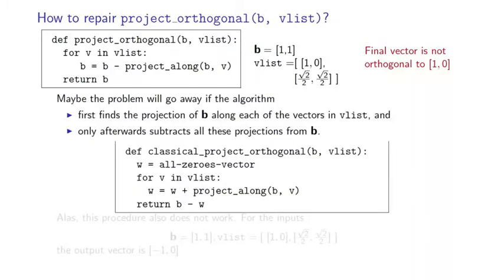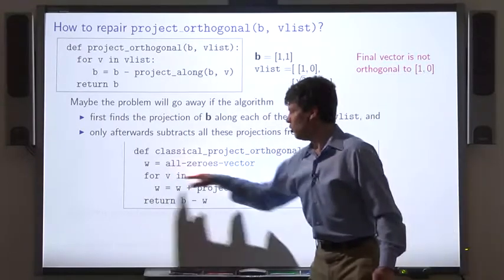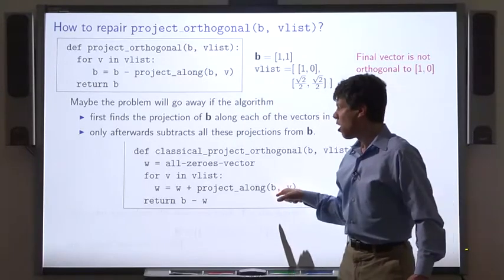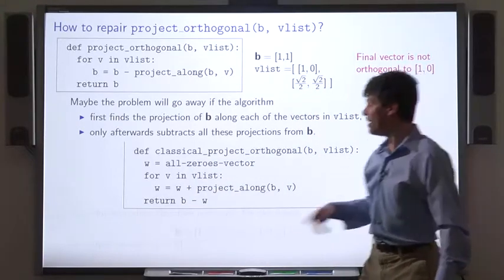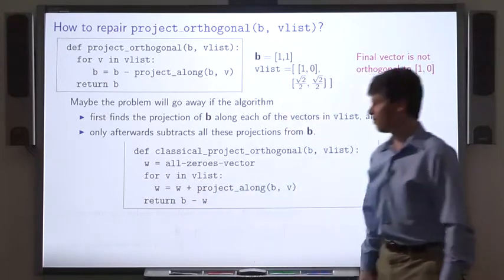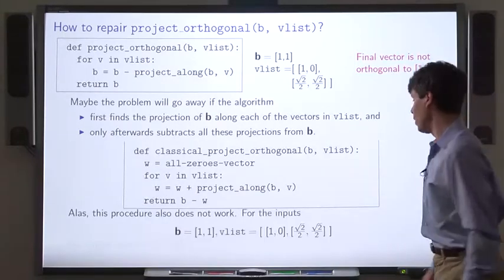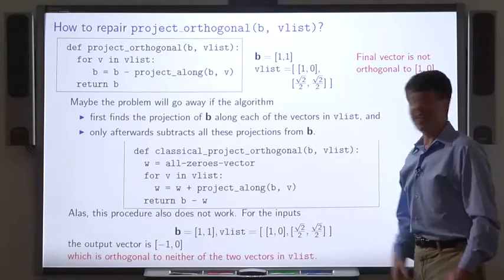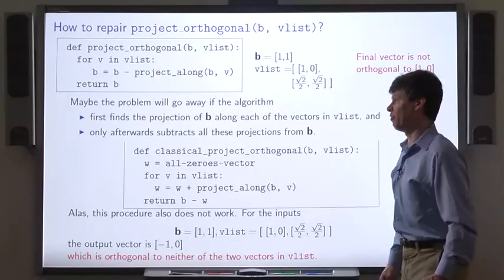I call it classical project orthogonal. It initializes the output to the all zeros vector and then runs through each of the vectors in V list, finding the projection of B along that vector and adding up all those projections. At the end, it returns the result of subtracting the sum of those projections from B. Does this algorithm work? No, this gives us the wrong answer as well. In fact, if you run it on these inputs, the output vector is not orthogonal to either of the two vectors in V list. So this fails spectacularly.